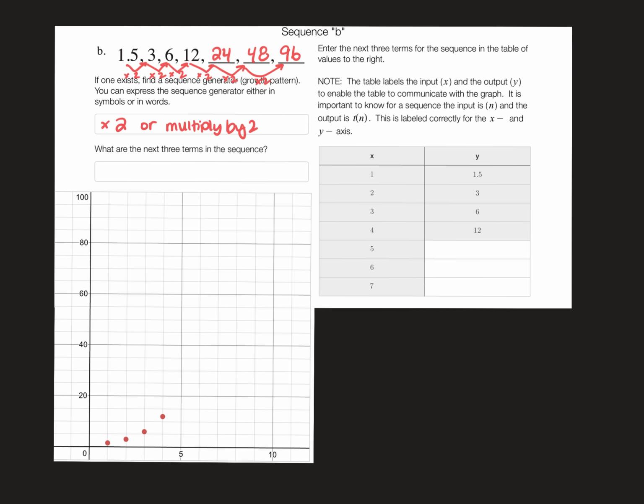And then what are the next 3 terms in the sequence? Well, we just found those: 24, 48, and 96. So I would enter those here in the table as well. And then we're going to plot those points on the graph. So the point 5, 24.